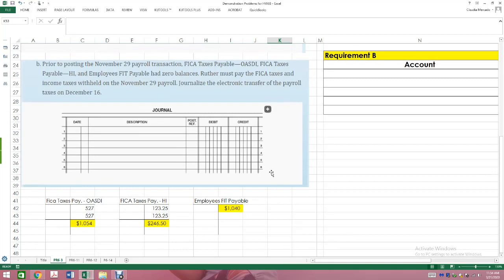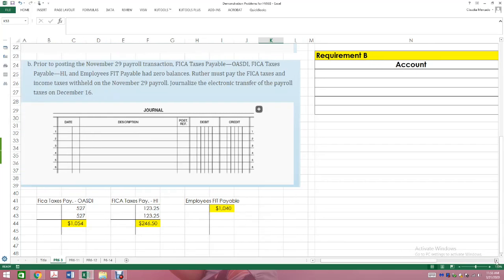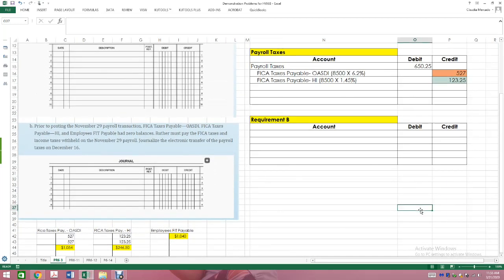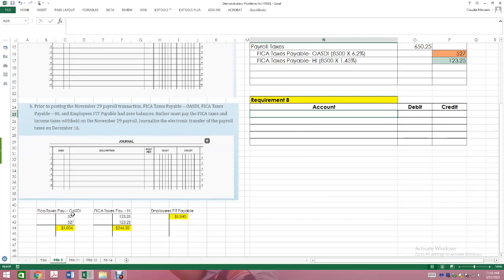Now they're asking you to take the money out of these accounts and make a payment on December the 16th. So let's make that entry. What am I going to do first? Well, I know that I need to pull money out of these accounts. So how much money do I have sitting on my OASDI? I have 1,054. So I have a credit of 1,054.